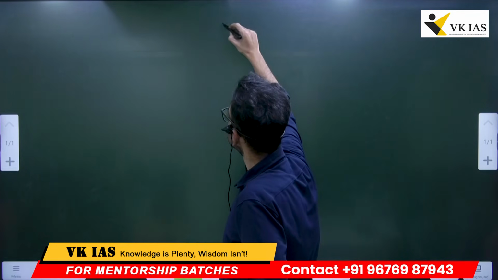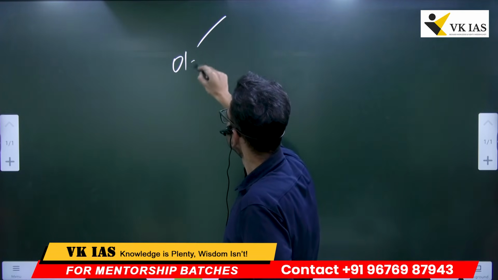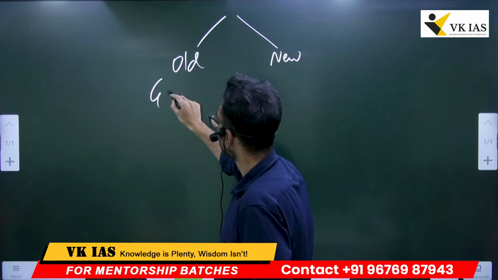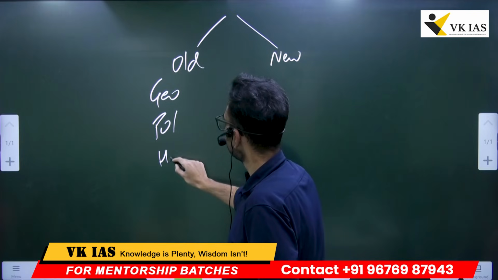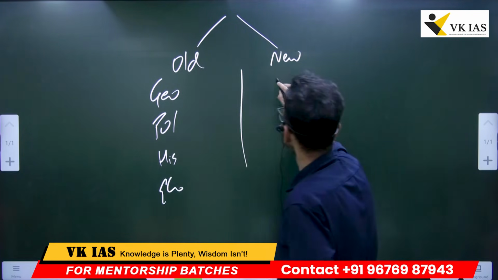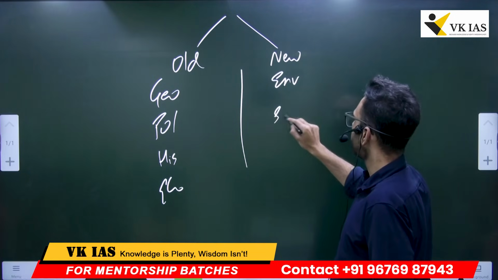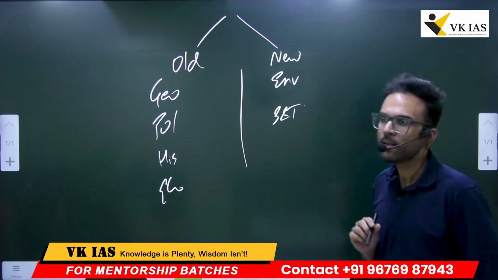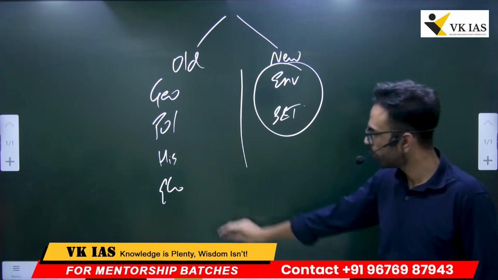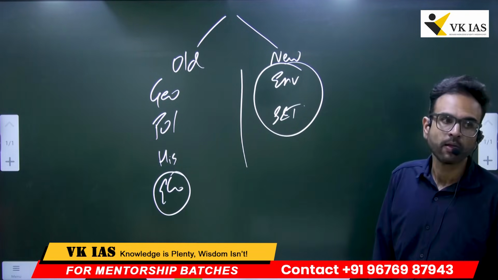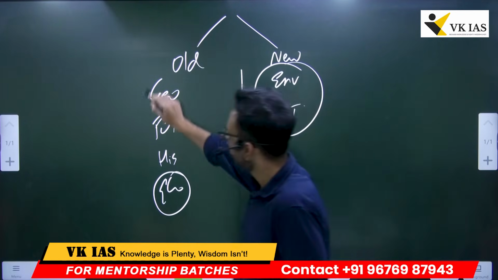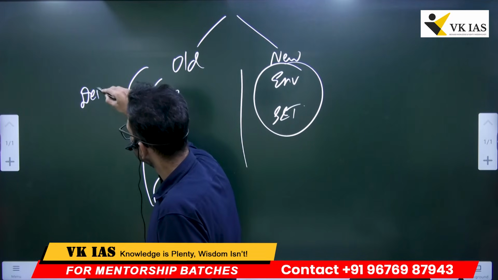So there are two kinds of questions in prelims: the old questions and the new subjects. Old questions include geography, polity, history, and to an extent economics. The new questions include environment, science and tech. Okay? So these are the dynamic areas, including this one also. So when the examiner wants to test your logic, here they will test your depth.